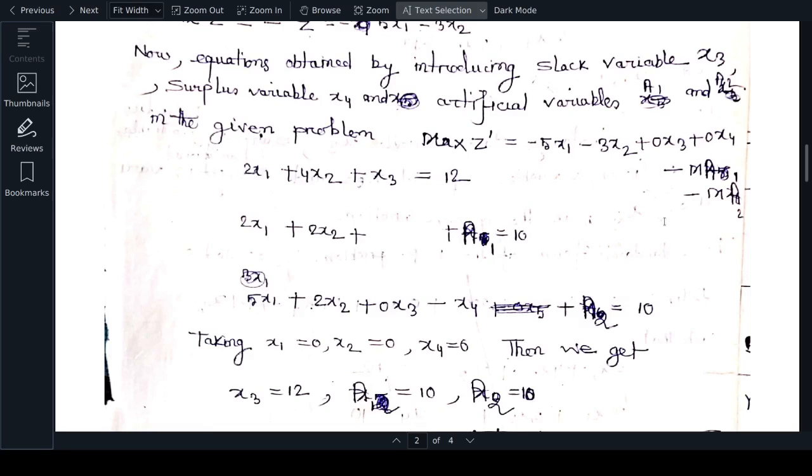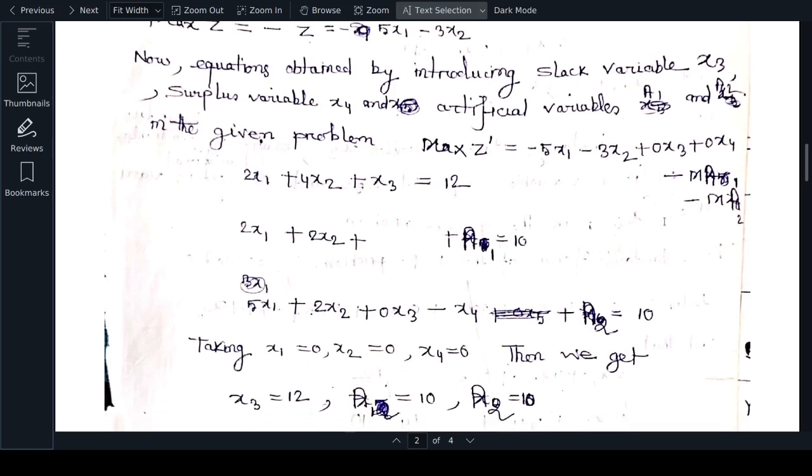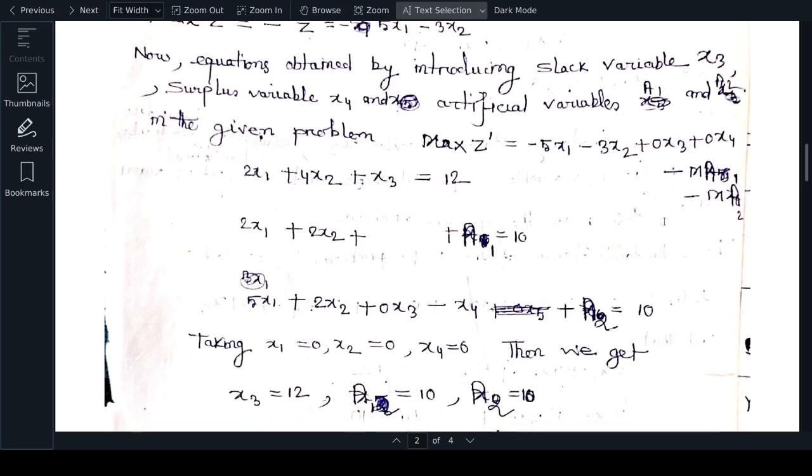So is the first table clear or not? Anybody? Yes, sir, clear. Yes, sir. Abhilasha? Clear, right? Anuj? First table.